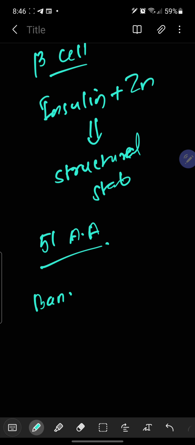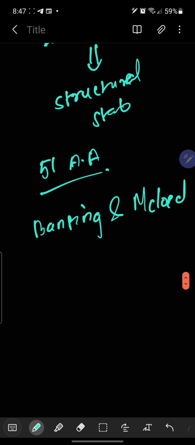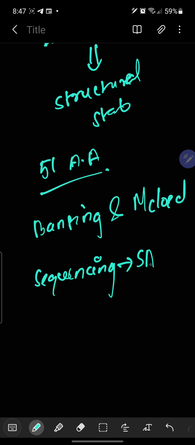Banting and MacLeod are the two persons who got the Nobel Prize for insulin. It has some importance. It is the first protein to be completely sequenced. Sequencing was done by the method developed by Sanger, hence it is also called the Sanger method. It is the first protein to be sequenced completely.